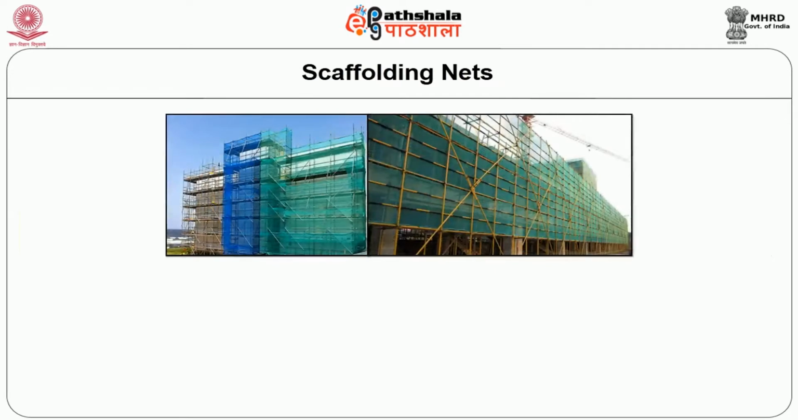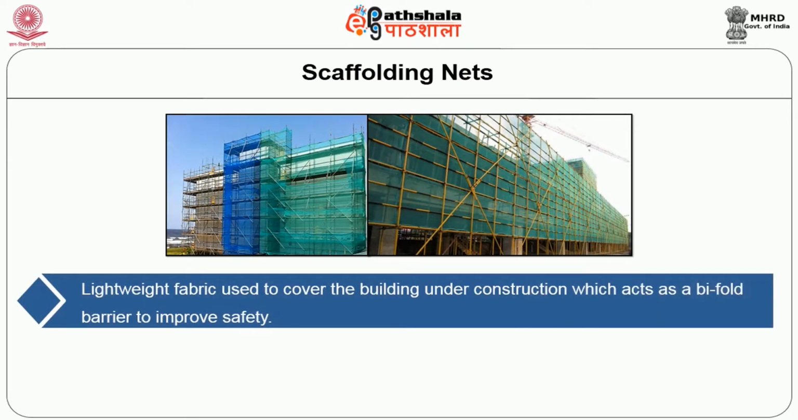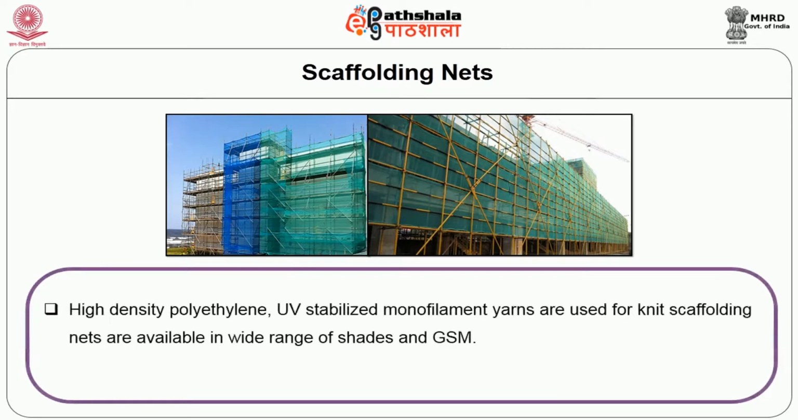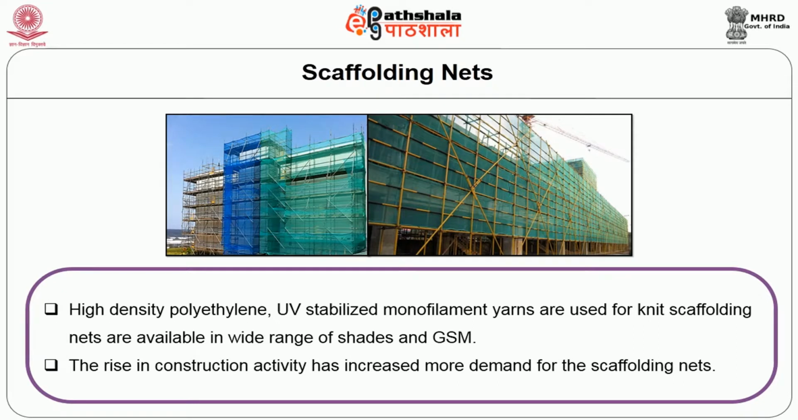The next one is scaffolding nets. Scaffolding nets are lightweight fabric used to cover the building under construction, which acts as a barrier to improve safety. It also prevents the falling of waste materials from the building on-site work areas. High density polyethylene UV stabilized monofilament yarns are used for knit. Scaffolding nets are available in a wide range of shades and GSM. The rise in construction activity has increased the demand for scaffolding nets.